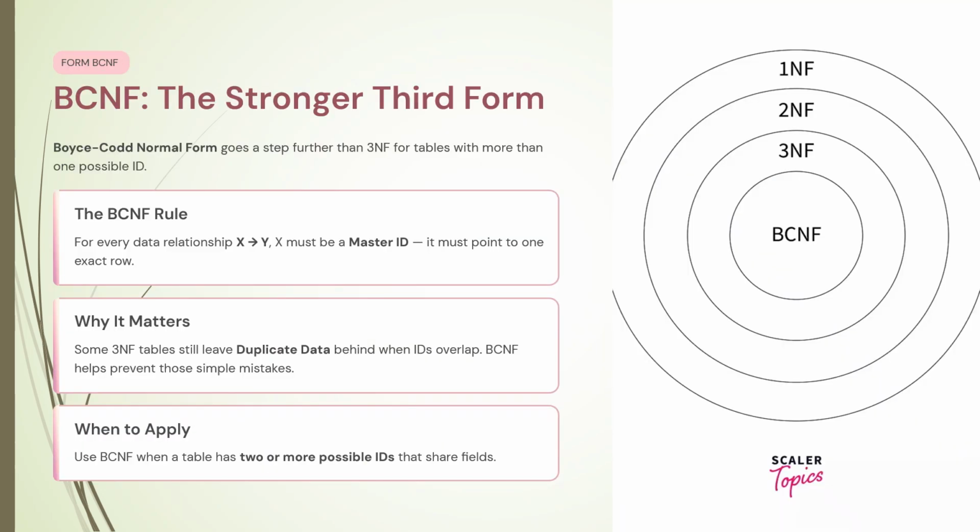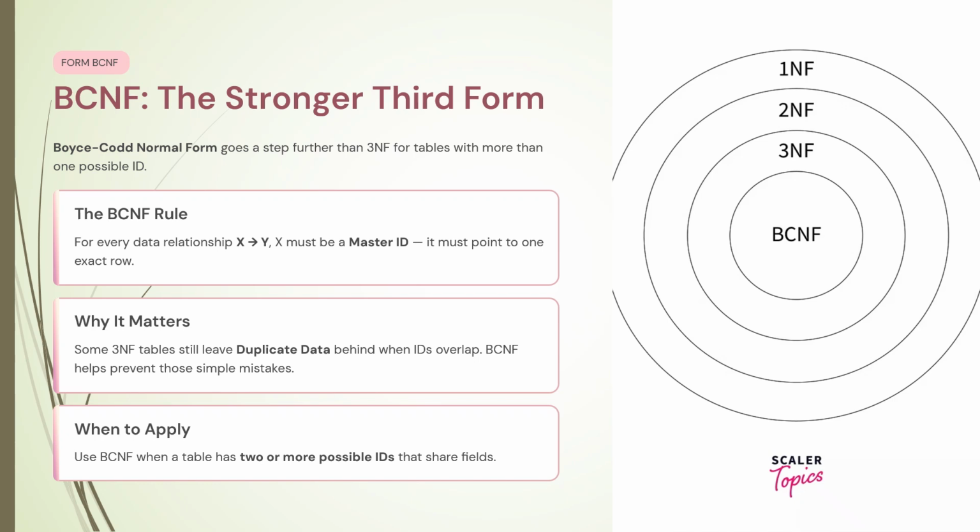Moving on to the Boyce-Codd normal form. It's an improved version of third normal form. Sometimes a table satisfies 3NF but still contains redundancy. So BCNF solves this issue. BCNF goes a step further than 3NF for tables with more than one possible key. For example, for every data relationship X determines Y, X must be a super key. It must point to one exact row. Some 3NF tables still leave duplicate data behind when keys overlap.